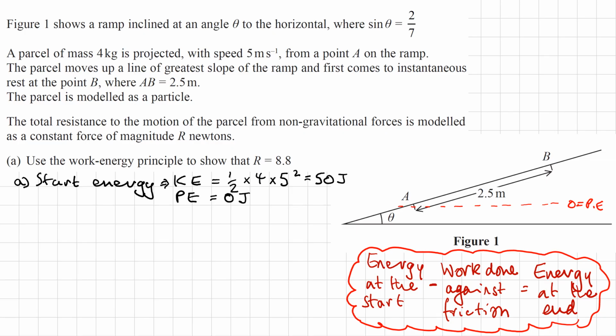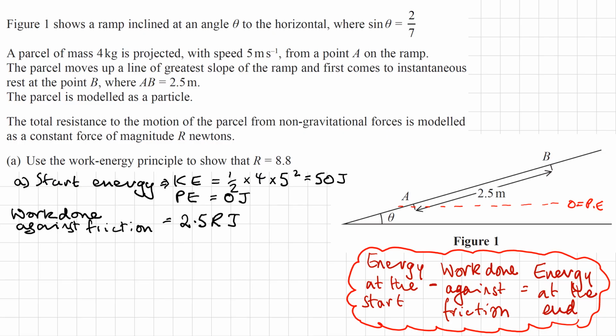Then I'm going to look at the work done against friction. This is going to be any energy that I lose, and that's just going to be the resistive force times the distance, the frictional force times the distance. That frictional force is R and the distance is 2.5. So the work done against friction is just going to be 2.5 R.